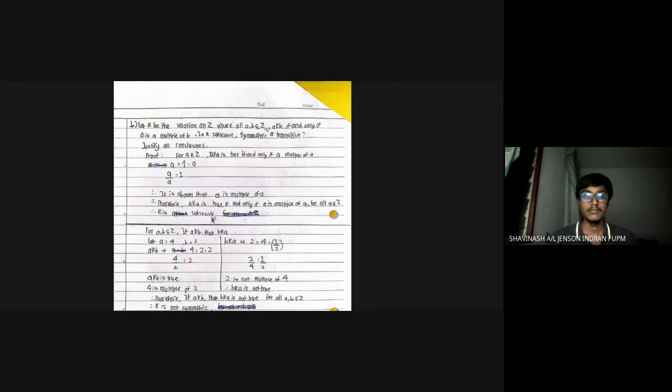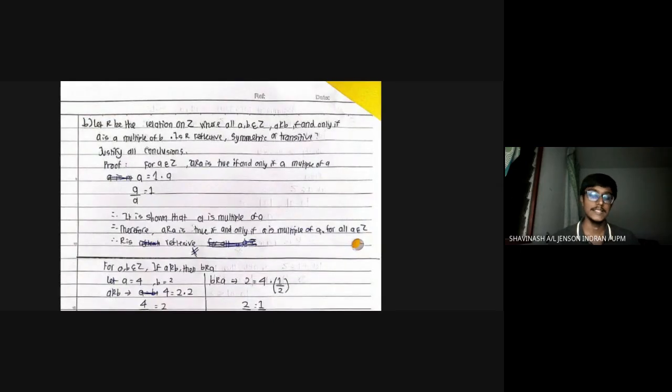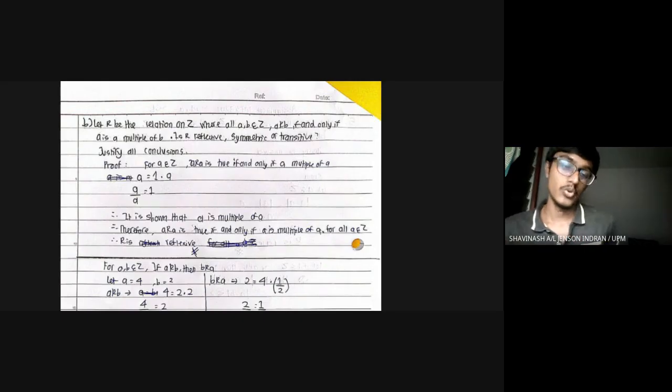For this one, they said: let R be the relation on Z where A, B is a subset of Z. A R B if and only if A is a multiple of B. Is R reflexive, symmetric, or transitive? Justify all conclusions. We have seen this question in our tutorial, but the type of question has changed a bit.